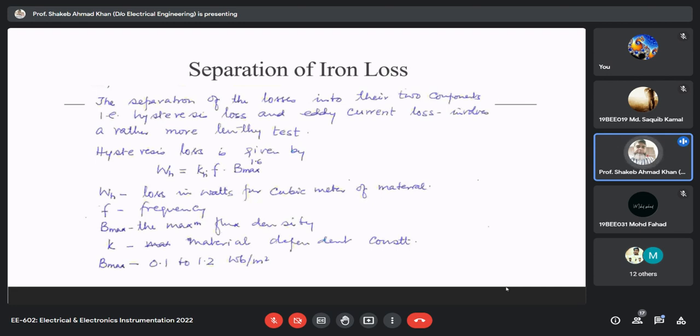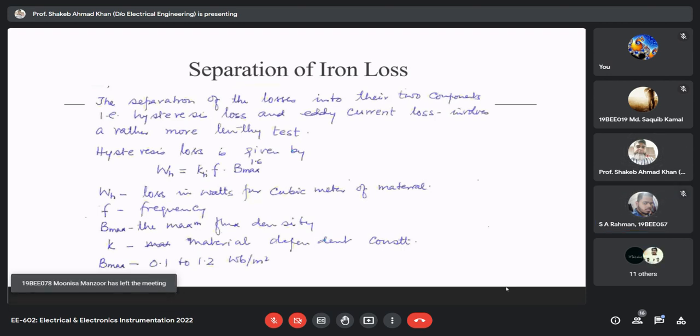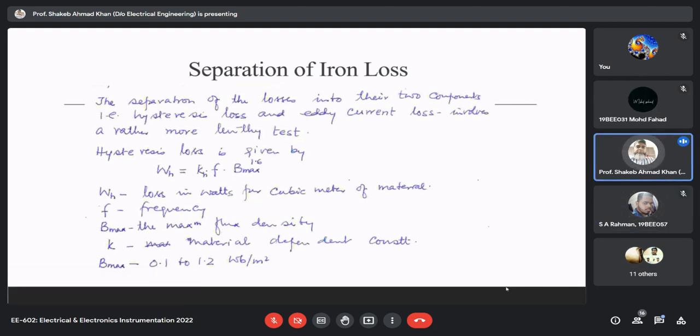You must have studied the circle diagram of the induction motor. Do you remember? You studied the circle diagram? Sir, three phase induction or one phase? Three phase, three phase. Have you studied it? Yes, sir, studied. In that case, you are required to.